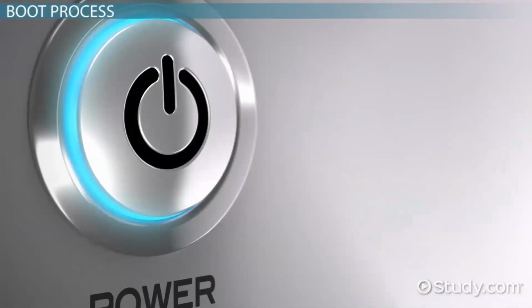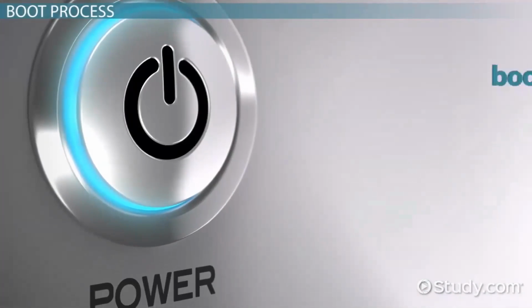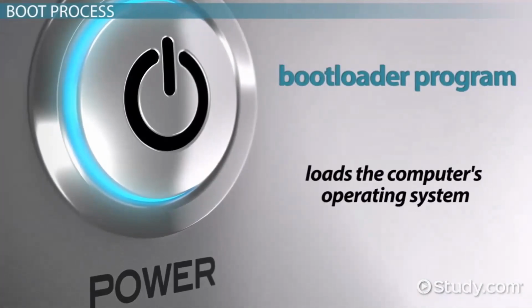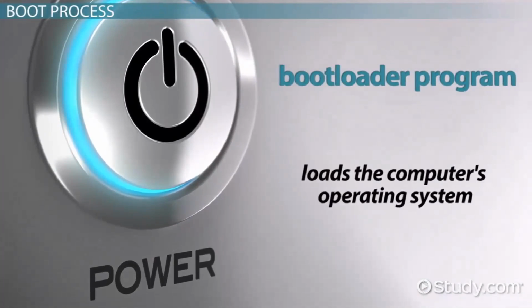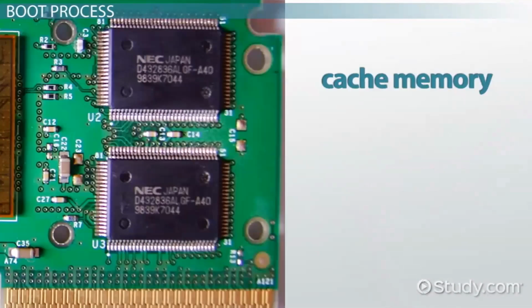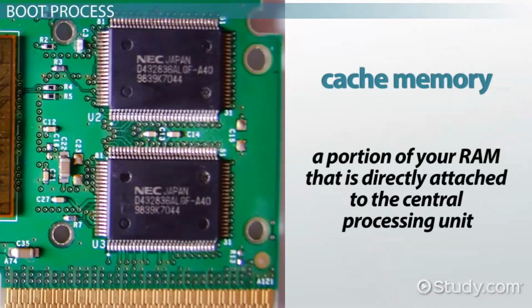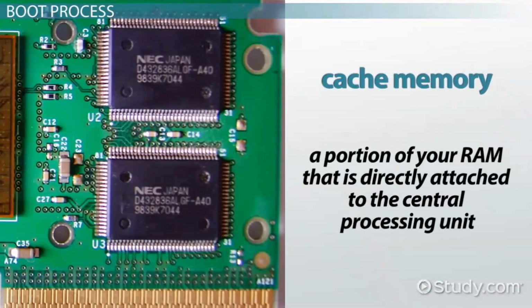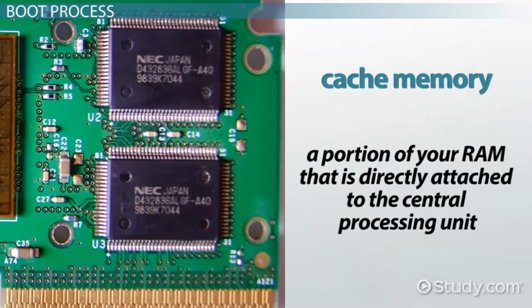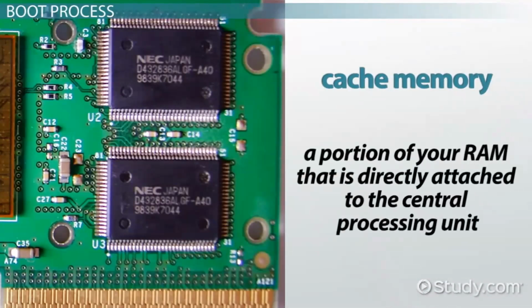When you push the power button, power is sent to a small bootloader program, which loads the computer's operating system. The bootloader is located in the cache memory. The cache memory is a portion of your RAM that is directly attached to the central processing unit, or CPU, which is the brains of your computer.